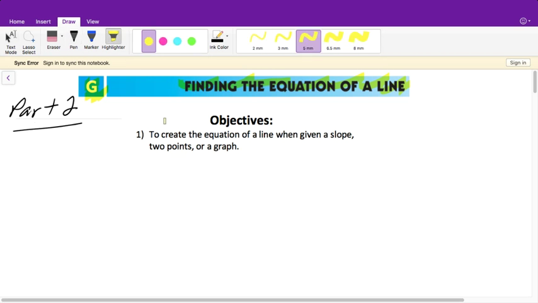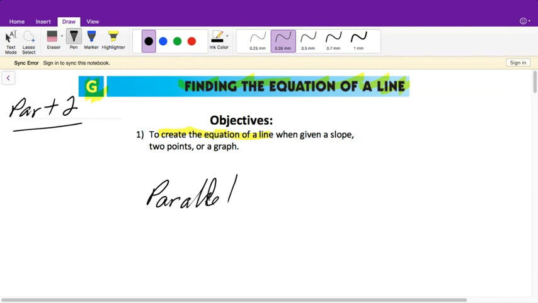Our objectives are now going to be a little bit different because it's going to be finding the equation of a line that is parallel or perpendicular. So it's going to be slightly different than what we were just doing. A little bit harder maybe, but it's going to be similar in the part that we're finding the equation of a line. All right, so we're going to go through two examples, and then that would be it.